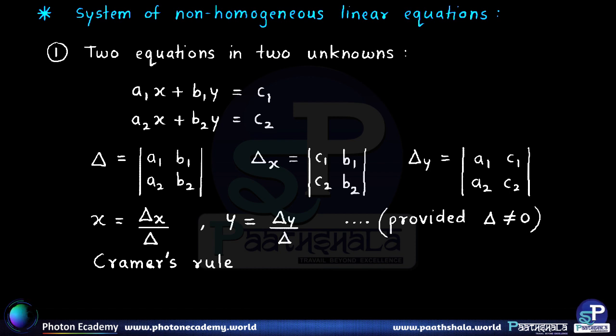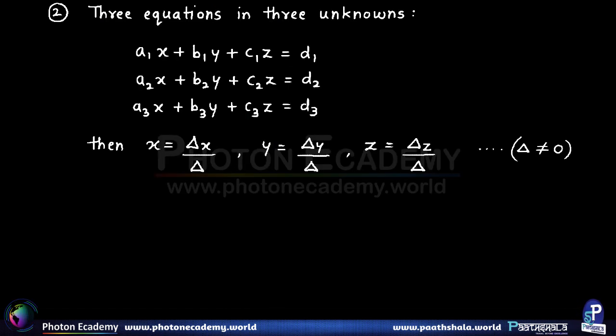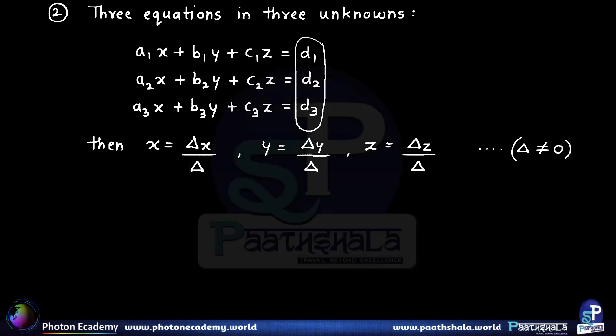Like we have two equations in two unknowns, similarly we can extend it, and here is an example of three equations in three unknowns. Once again this is a non-homogeneous system, that is at least one of the constant terms d1, d2, d3 should be non-zero, that is all of them cannot be zero. In this case also we find x, y and z on similar lines as we have seen earlier, with the assumption that delta is not zero.